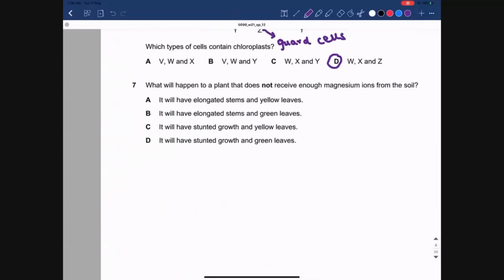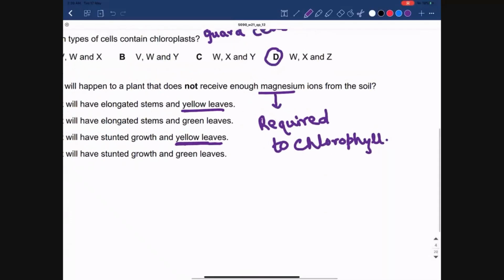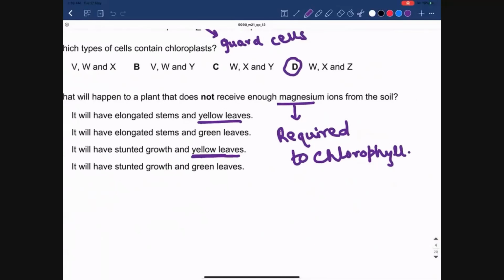MCQ number 7. What will happen to a plant that does not receive enough magnesium ions from the soil? Guys, please remember that magnesium ions are required to make chlorophyll. And as you all know, chlorophyll is required for photosynthesis. So if a plant is deficient in magnesium, the plant will not be able to make sufficient chlorophyll, and the leaves will turn yellow, because the color of the leaves is due to chlorophyll. If there is a deficiency of chlorophyll due to magnesium deficiency, the leaves will turn yellow.